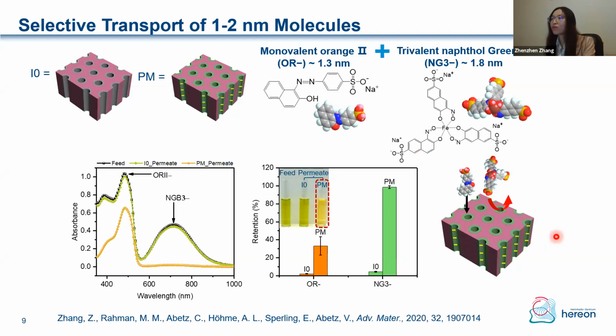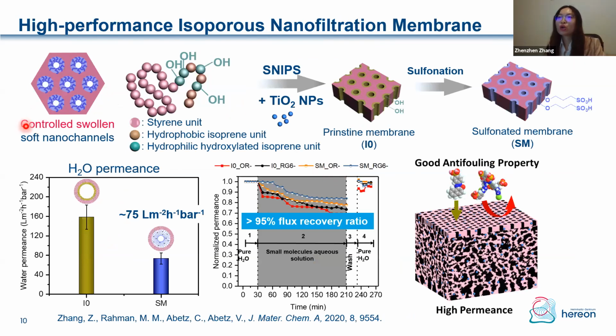So based on those, we got very exciting separation performance. But one thing we need to mention here is the permeance through those membranes is still in the typical nanofiltration range, around 10 to 15 liter per square meter per hour per bar. So we were wondering if we can control the swelling of the polymer chain in the nanochannels, and then improve the permeance of the membrane, but not lose the selectivity much.